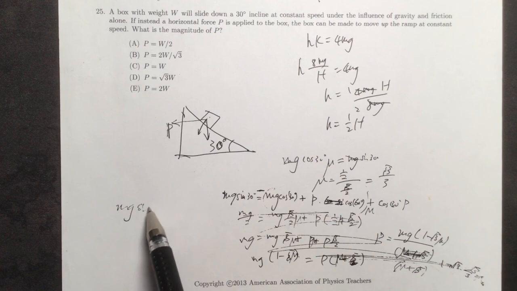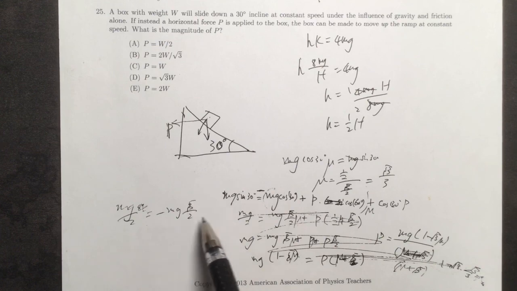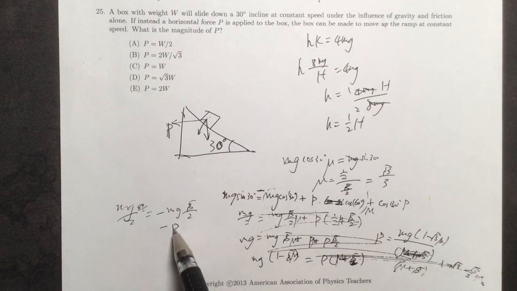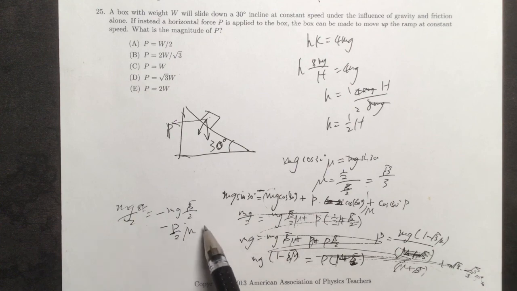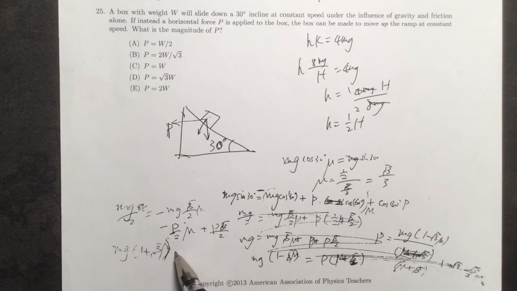So mg times sine of 30, which is mg over 2, is equal to negative mg times square root of 3 over 2, minus P times 1/2 times mu, plus P times square root of 3 over 2. Okay. Now we have mg times 1 plus square root of 3 times mu is equal to P times, we multiply both sides by 2 and then move the terms around.